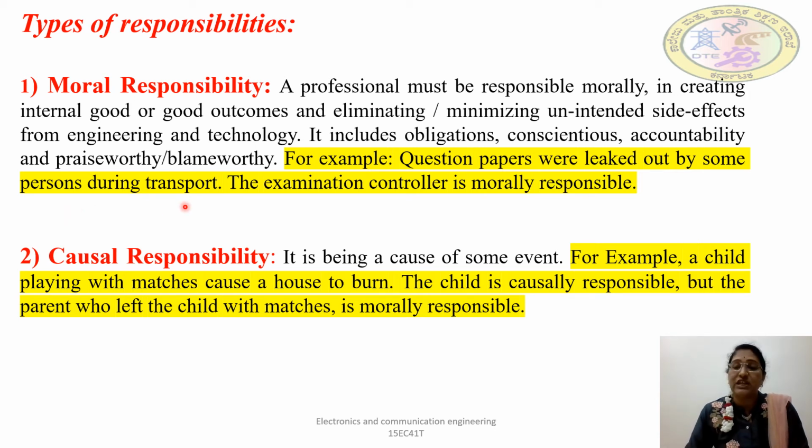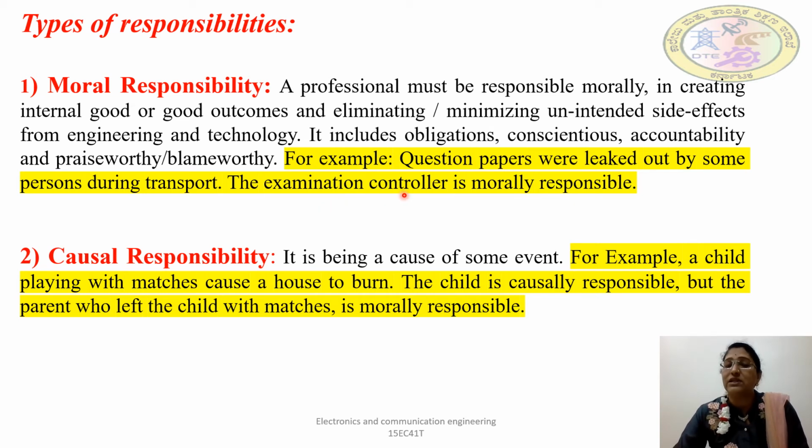So during transportation time the question paper gets leaked. Somebody takes the question paper and leaks it. So in that case who is responsible? This responsibility is coming under which type? See here, the examination controller is morally responsible. There is one controller for the examination.